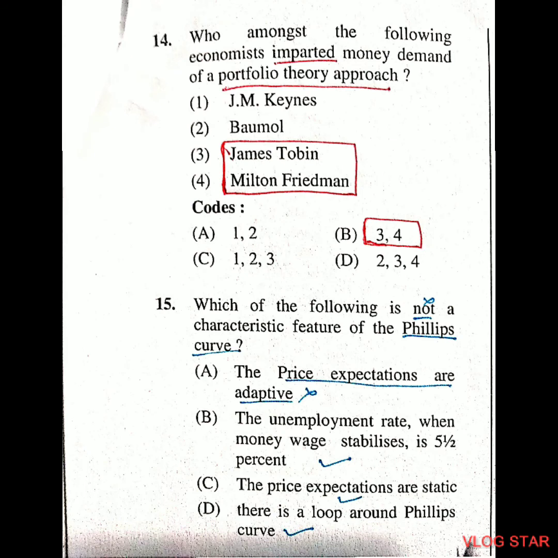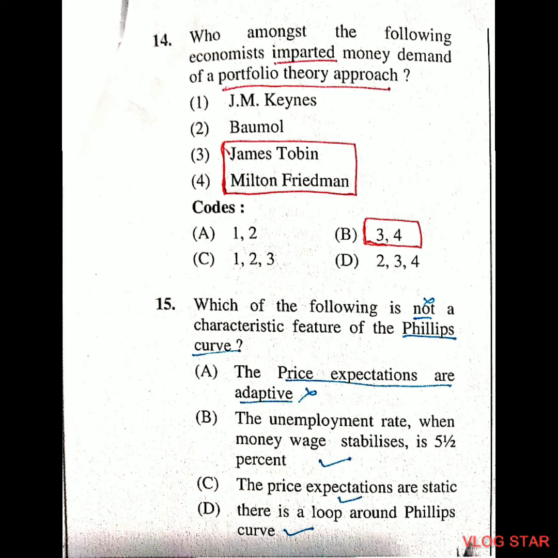Question 14. Who among the following economists imparted money demand of a portfolio theory approach? Money demand of a portfolio theory approach was given by James Tobin and Milton Friedman. Third and fourth are correct. B is the right answer.